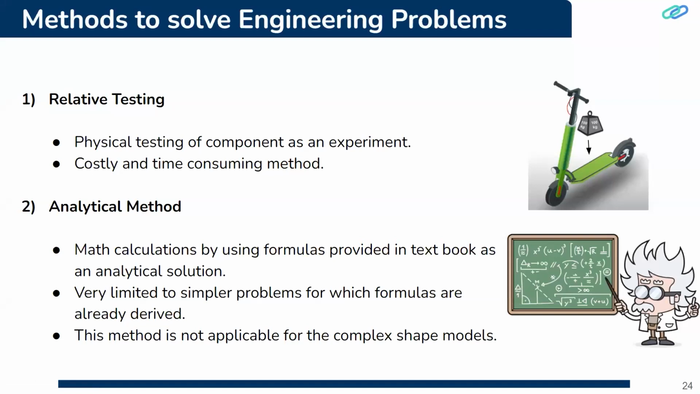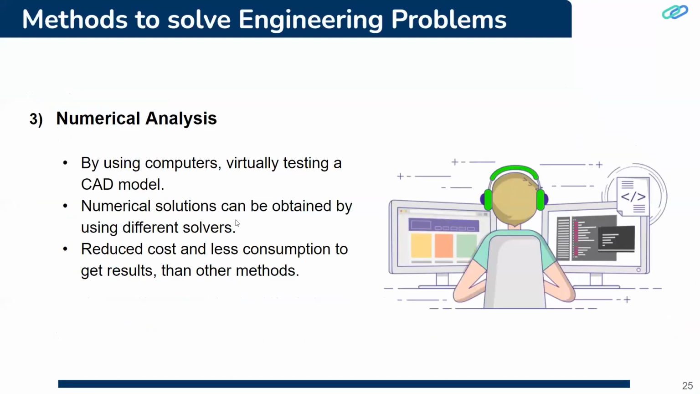Disadvantages are that you can have parallax errors or human errors, and you cannot use this for complex models. So this is the analytical method. Then you have the numerical method, which is what we do in a simulation environment like CAE or FEA, where you do virtual testing on a CAD model and use numerical solutions to obtain different results. Using this, you have way reduced costs, and time is also less compared to the other two methods.